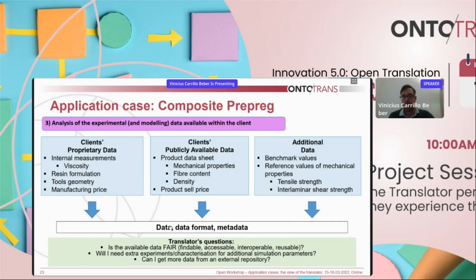For all of these different types of data, there is work behind the data itself: data format, interpretability, metadata. At this step, there are a lot of questions. Is the available data FAIR, let's say findable, accessible, interoperable, and reusable? Will I need extra experiments or characterization for additional simulation parameters? Can I get more data from an external repository? Do I have all the data necessary to carry out the translation?